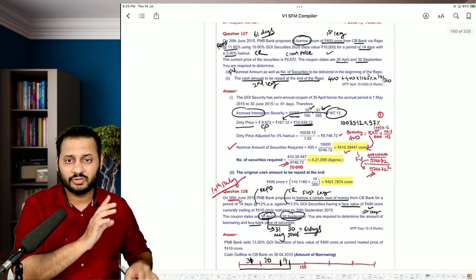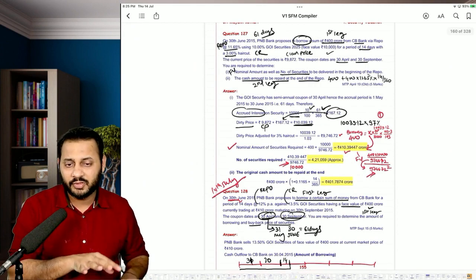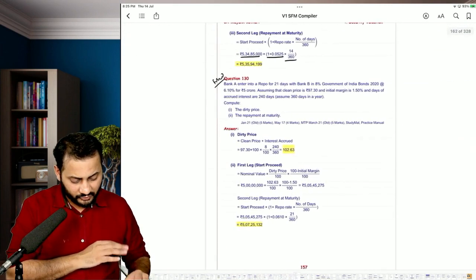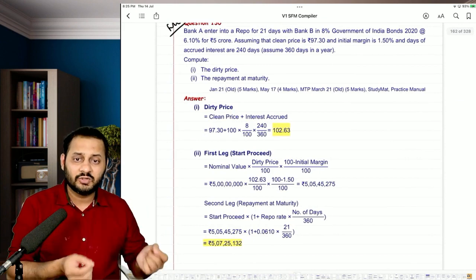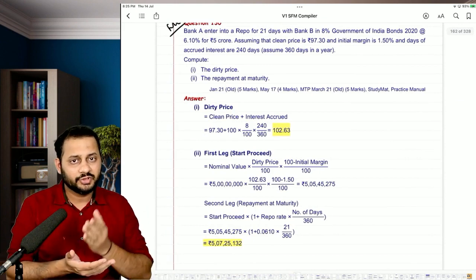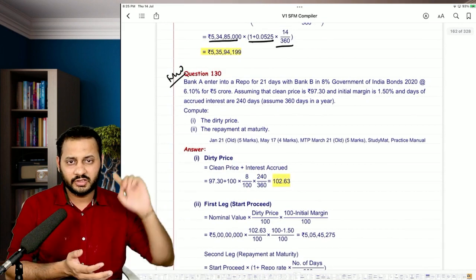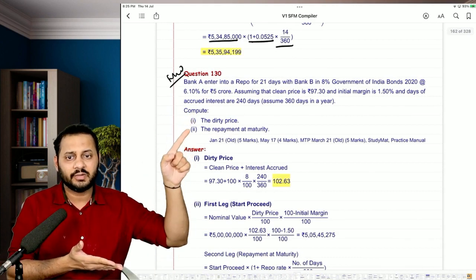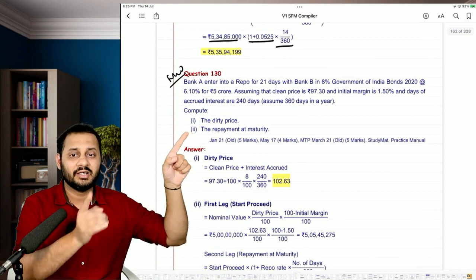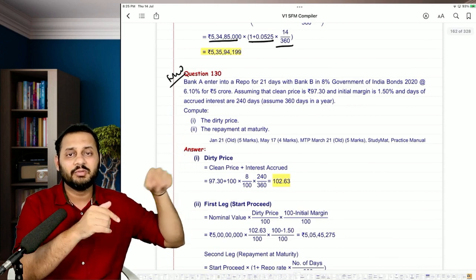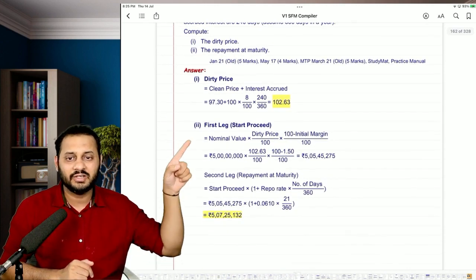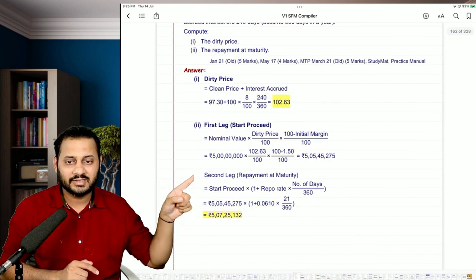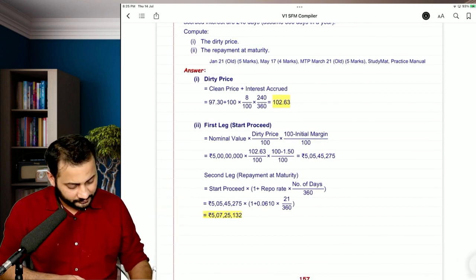So 128 has been solved. 127, I told you there will be some ambiguity. 126, 129 was easy. 130 is also easy. In the previous question, before this 130, we had dirty price, first leg, second leg. In this case, only dirty price and the second leg is there. But please understand, you cannot calculate the second leg before calculating the first leg. So obviously they will have to calculate the first leg here, and the second leg has been calculated here.